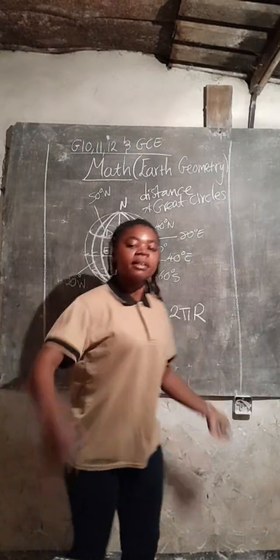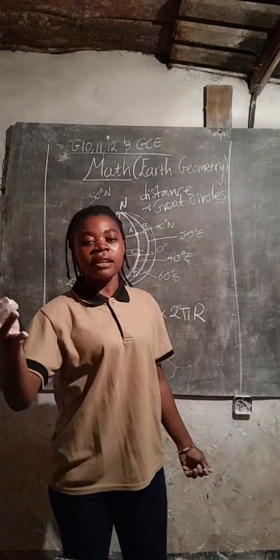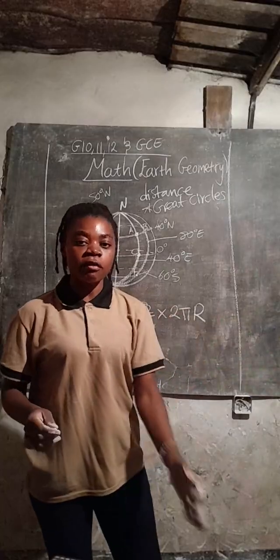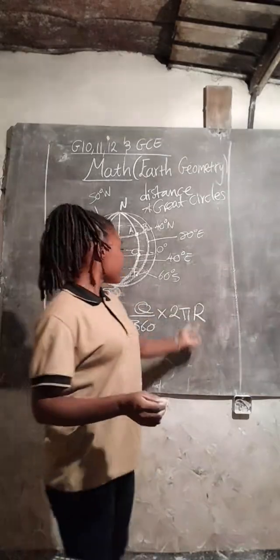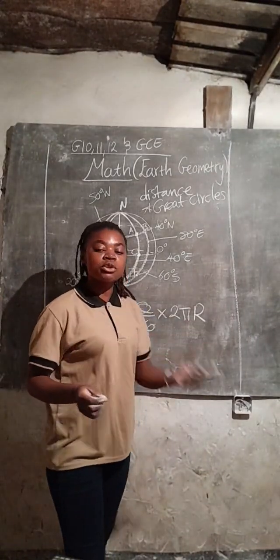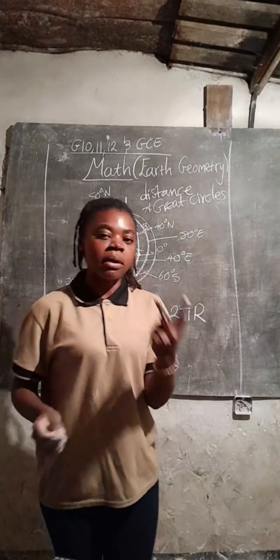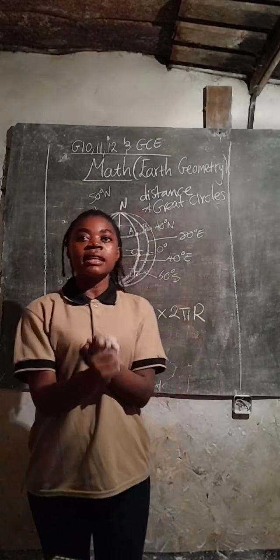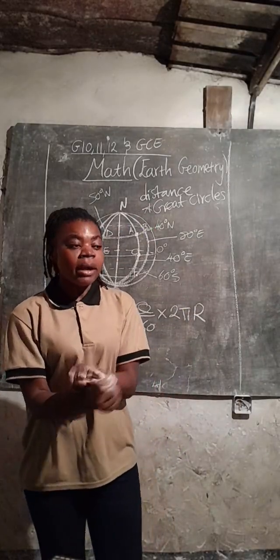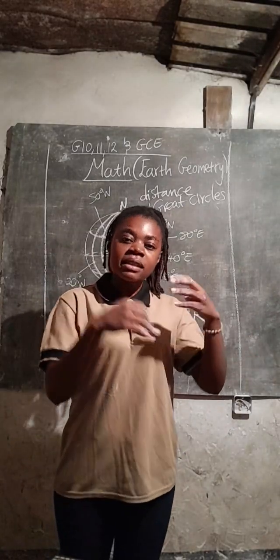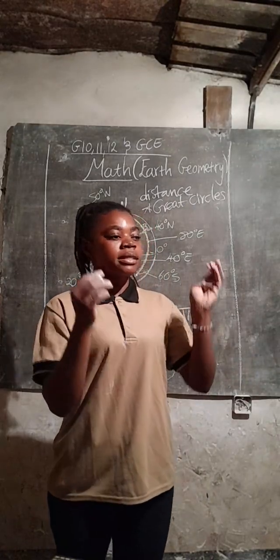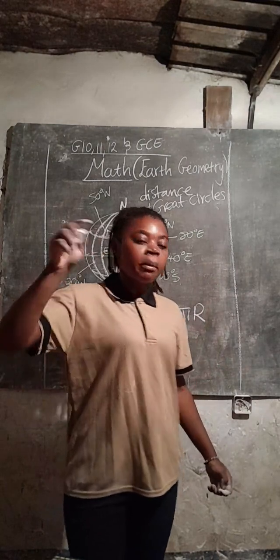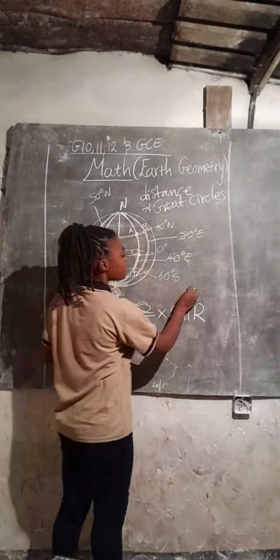Pi, we know they can either give you 22 over 7 or 3.142. And then the radius. The Earth has got 2 radii that we're going to be talking about. We have the radius in nautical miles and the radius in kilometers. So again, they'll give you. But if they don't give you, they just say calculate distance in kilometers. So in kilometers, the distance is always at what?